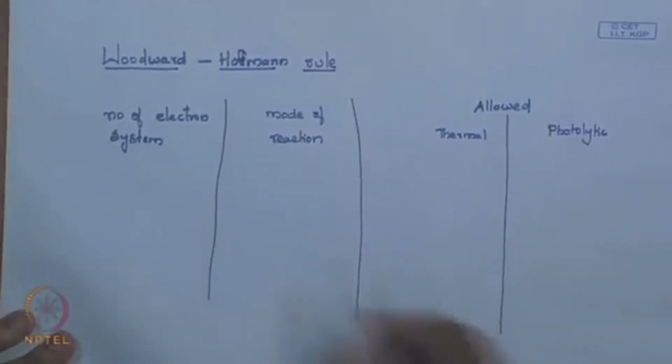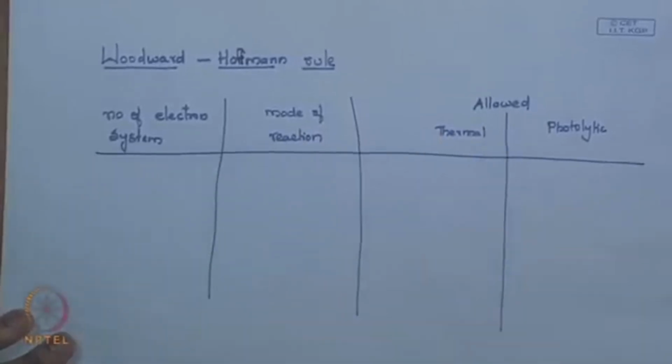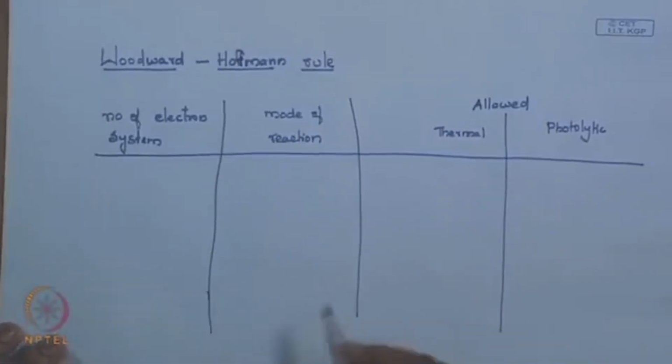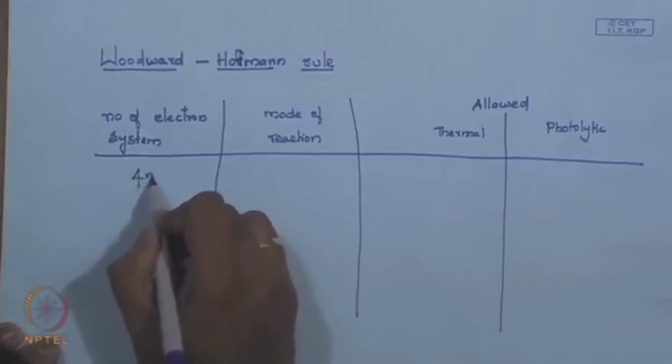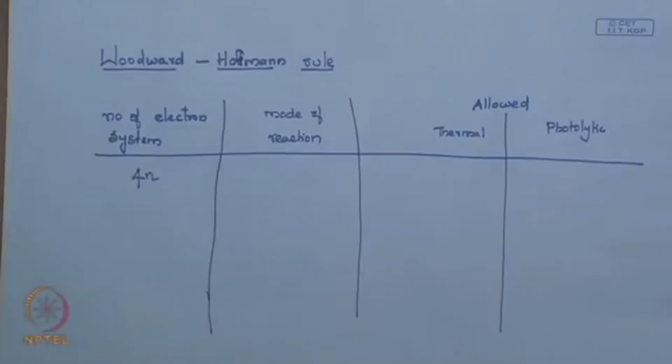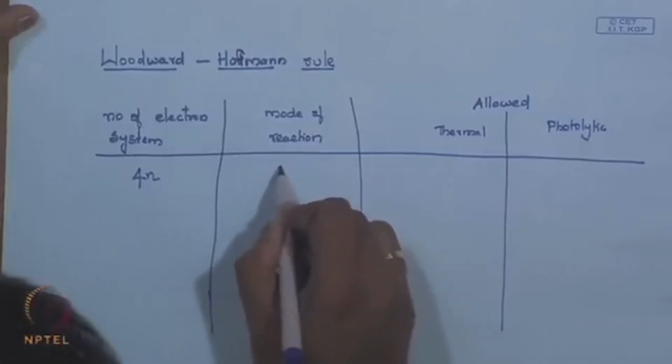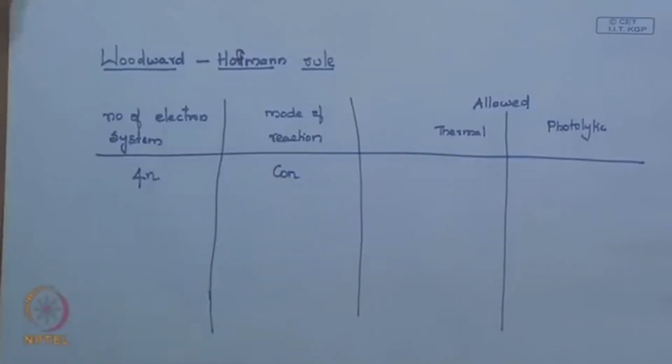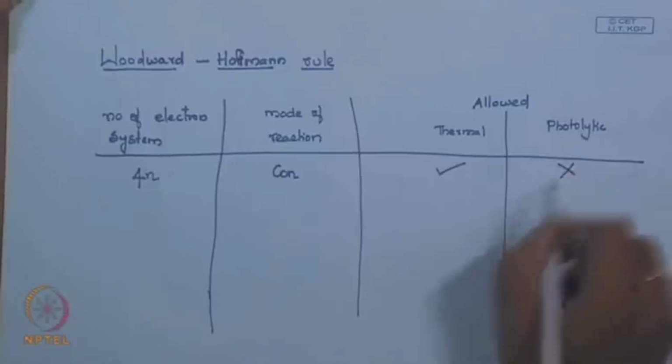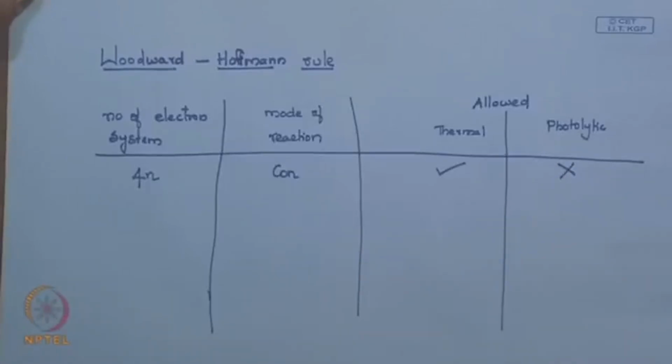Nicely make a table and see whether it works on this. Okay, if I take a 4n system, fine, I am taking a 4n system. Now, mode of reaction. So I am saying for a con system, in heating it is allowed, or photolytic? It is allowed for heating. Just think back, yes, heating con goes, photolytic it is not allowed, that is what Woodward-Hoffmann rule says to you.